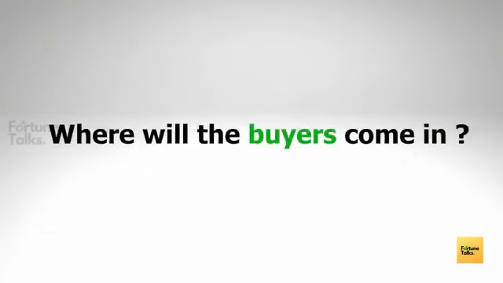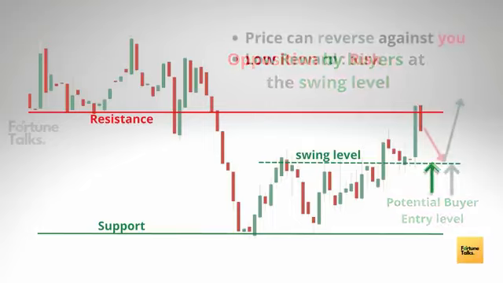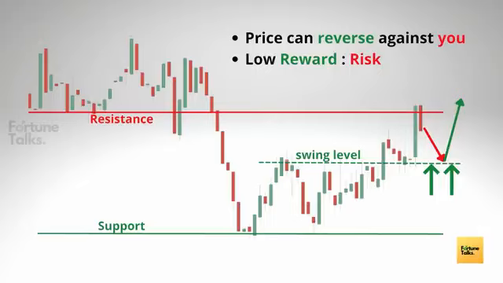We can ask the same question here also. Where will the opposing pressure come in? That is, where will the buyers come in so as to get a good buying price? Well, this time around, the buying bias could potentially be at these swing lows. What this means to a trader looking to short at the resistance is that as the price approaches these swing low levels, you will be facing opposing pressure that could turn the tide against you, and you would not get a good reward to risk trade.